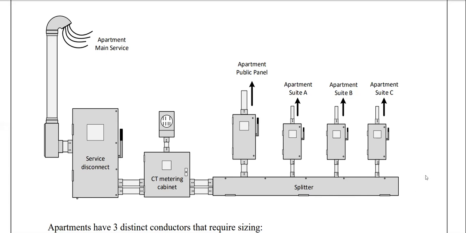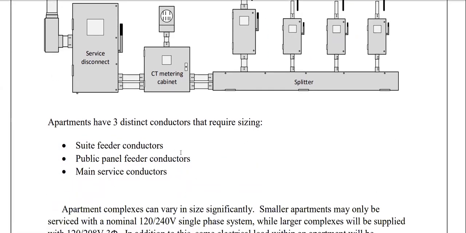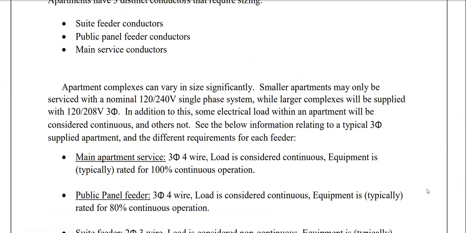Now, the three different conductors that require sizing are done independently. The first one, of course, is the apartment main service. That, of course, is a distinct conductor that will need to be sized. The next ones are all of the individual sizes of the actual apartment suites. And finally, we need to size the public panel for the apartment shared loads. So suite feeder conductors, public panel feeder, and main service conductors.